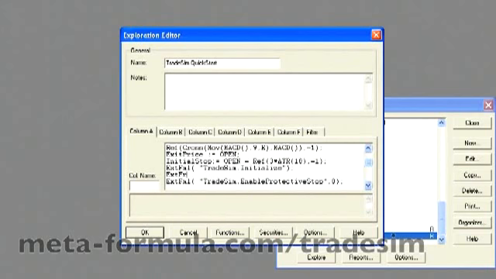I'm just going to go ahead and drop in my TradeSim extra formula here. TradeSim dot show trades, and we're just looking for the long trades for this example, and we'll just try that code.